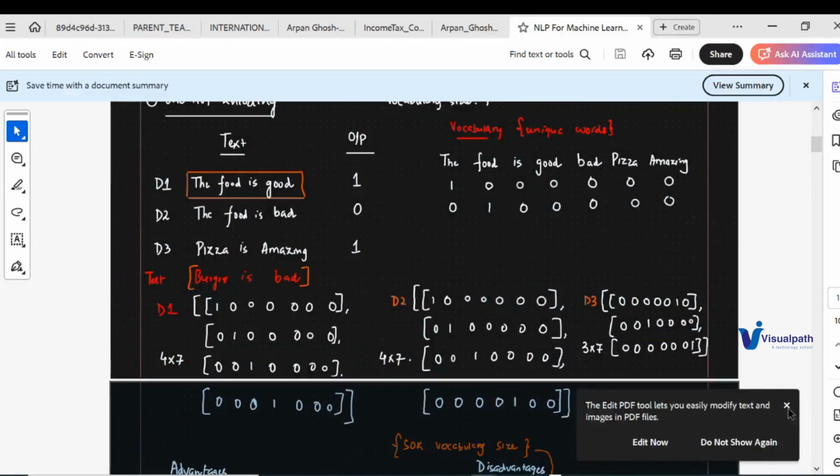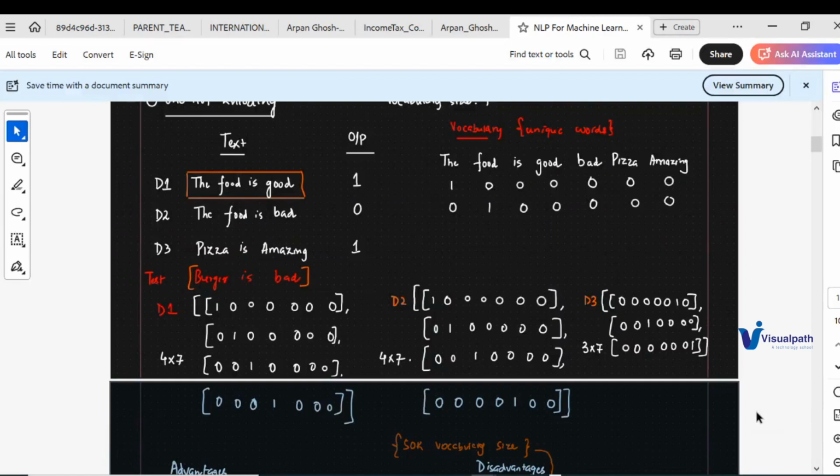Are you able to understand this? It is easy, but obviously it has lots of drawbacks. It creates an unnecessary sparse matrix, lots of zeros. The actual information is very little. If I store this type of vectors, it will increase the size of my vector database. So lots of zeros and a sparse matrix it is creating. That is the drawback, but it is the easiest way. Have you understood this? How is food is good represented?